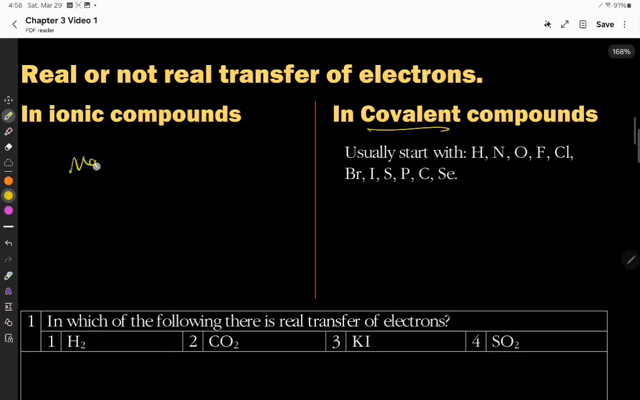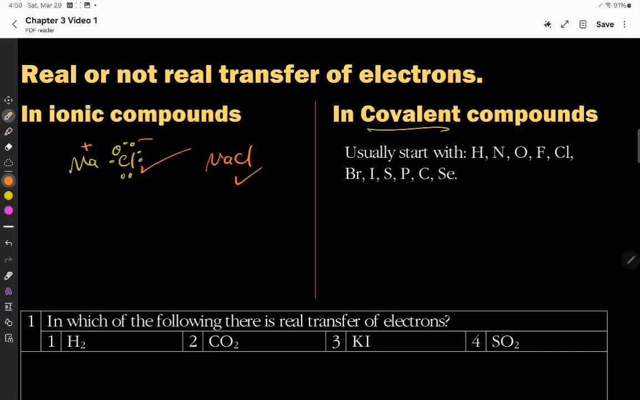For example, sodium has 1 valence electron. Chlorine has 1, 2, 3, 4, 5, 6, 7. Sodium will lose 1, chlorine will gain 1. Now what happens? Now this is positive, this is negative. There is real transfer of electron.